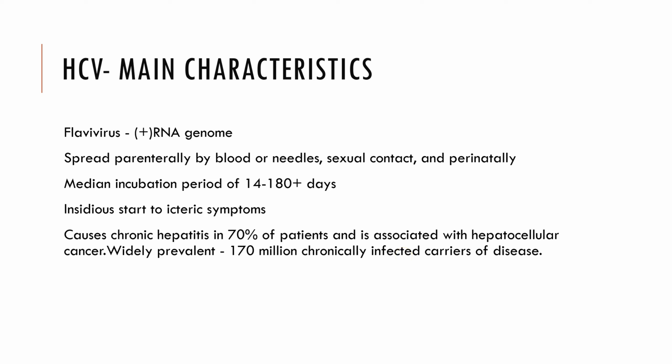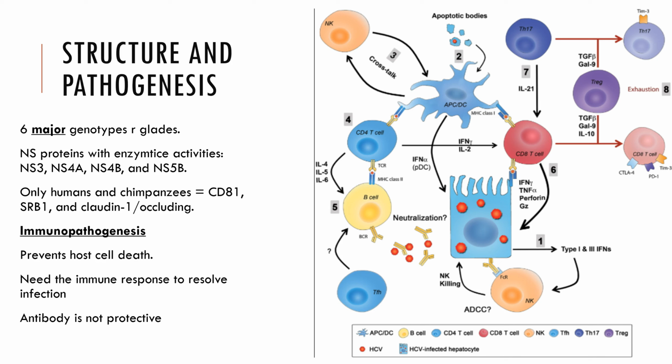So that's why this is a major public health initiative, and you might be seeing commercials for it on TV because we now have some more effective treatments for it than we used to. Okay, it's a flavivirus. There are 6 major genotypes or clades. Between or within each genotype, there's actually considerable genetic and antigenic diversity. It has a positive sense RNA genome, and it is an enveloped virus.